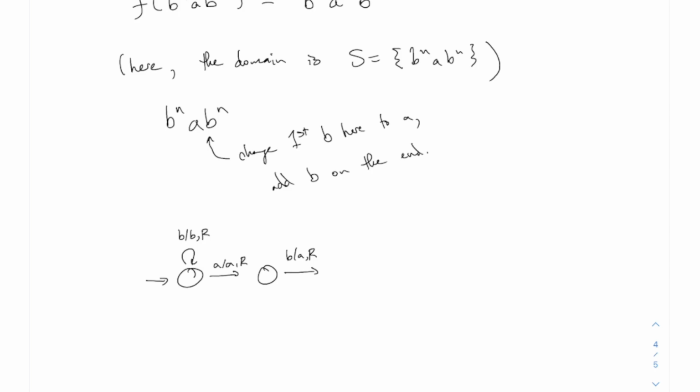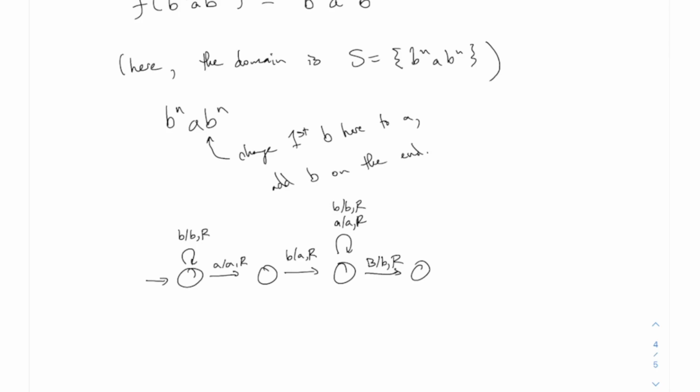And then go all the way to the end and add an extra b. Going all the way to the end is one of these loop things: a, a, R, b, b, R. And adding an extra b is blank, b, R. I think that'll do it.